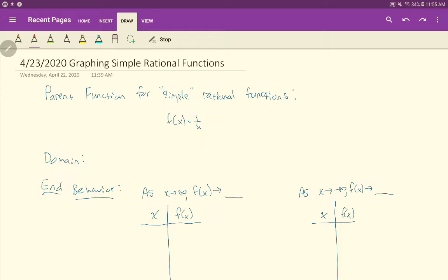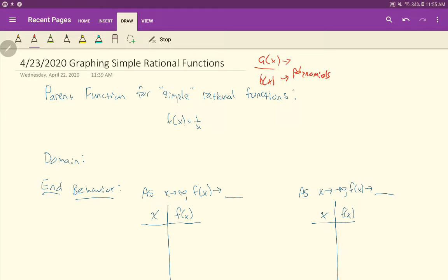Okay, so we're probably going to spend 2 days here graphing simple rational functions, and then 2 days graphing more complicated rational functions as well. We already talked about adding, subtracting, multiplying, and dividing rational functions. Remember, rational functions are just functions that can be written in the form a of x over b of x, where a and b are both polynomials.